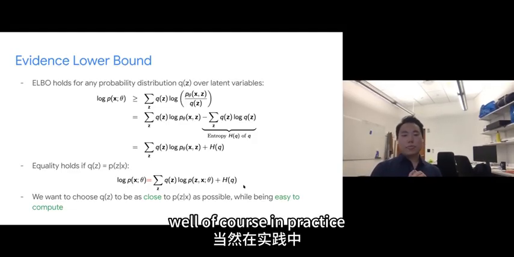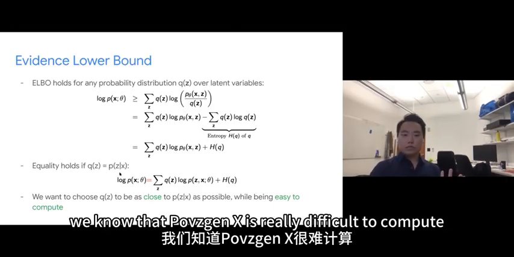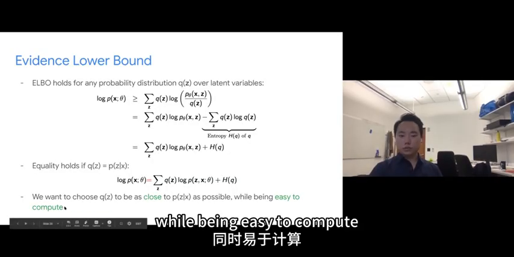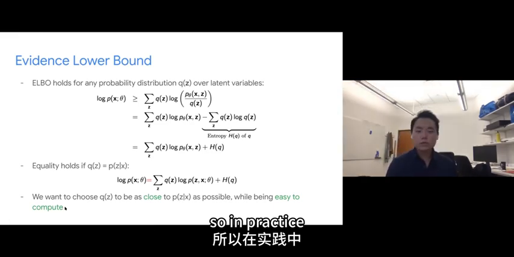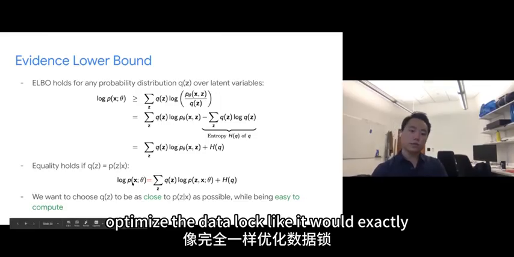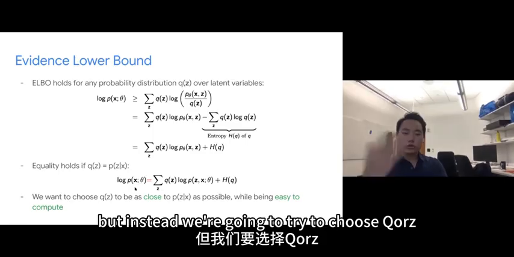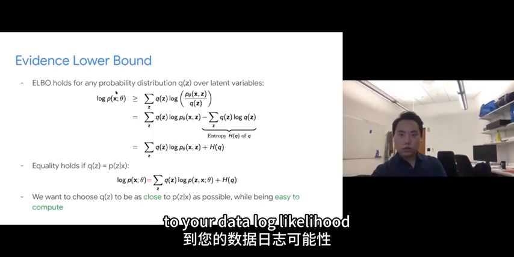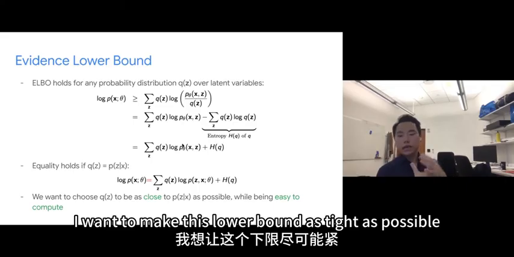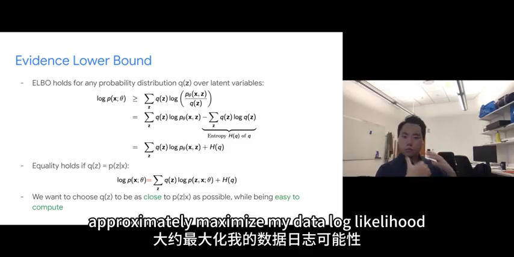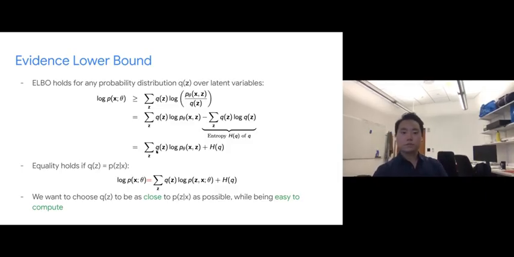But of course, in practice, we know that P of Z given X is really difficult to compute. And we want to choose Q of Z to be as close to P of Z given X as possible while being easy to compute. So in practice, we can never hope to have equality and optimize the data log likelihood exactly. Instead, we're going to try to choose Q of Z to make the evidence lower bound, which is a lower bound to your data log likelihood, as tight as possible, so that by maximizing this evidence lower bound, I can also approximately maximize my data log likelihood.